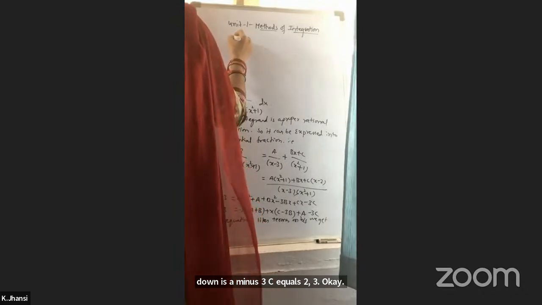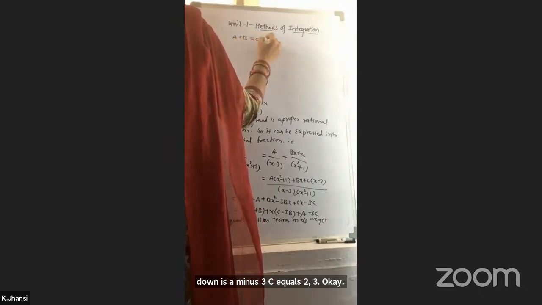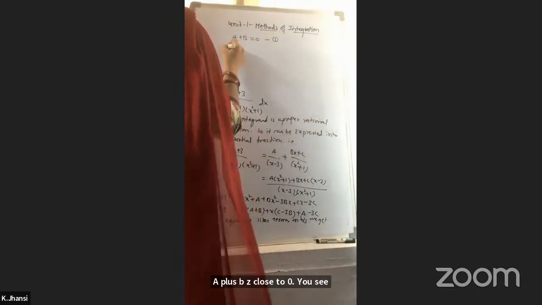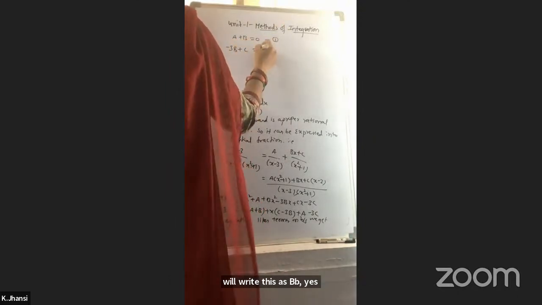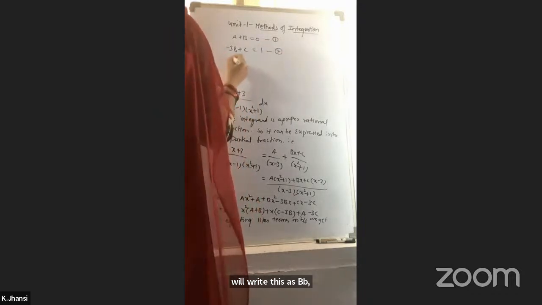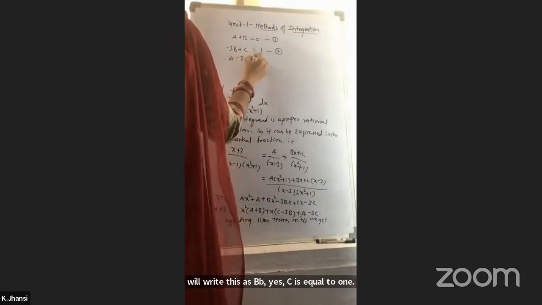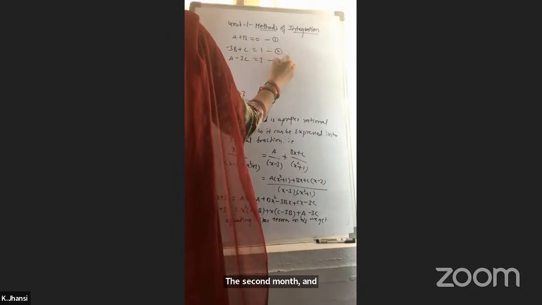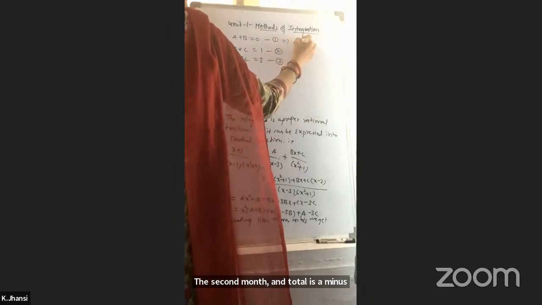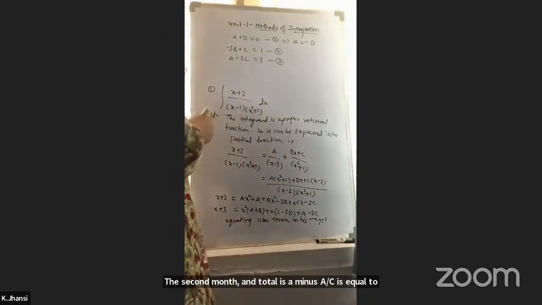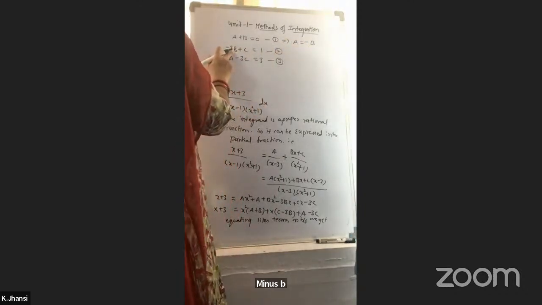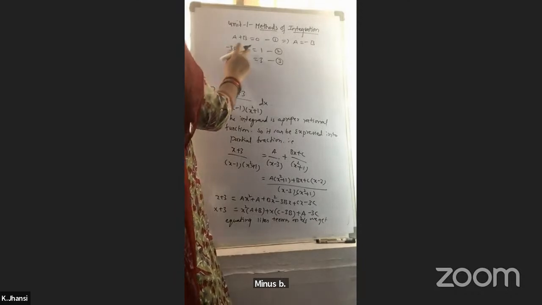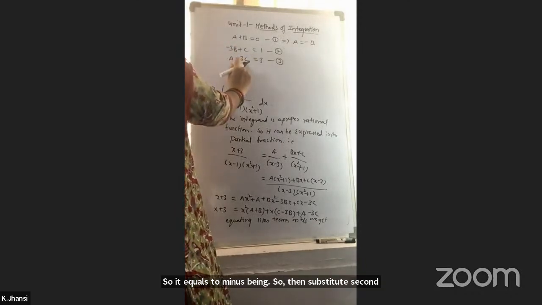So a plus b equals 0, this is the first one. The next one, you will write as c minus 3b equals 1. This is the second one. And the third one is a minus 3c equals 3. From the first one, we have a equals minus b. So a equals minus b, you can substitute in the second one. Here b and c are there, here a and c. We have got three different equations.